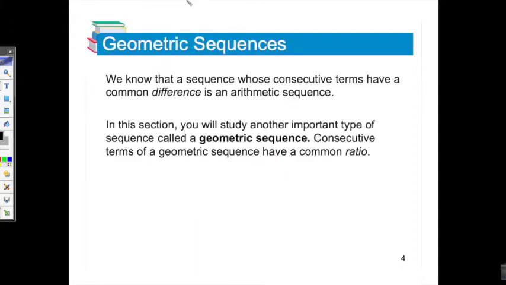So let's get started. What classifies a geometric sequence? Well, we saw in arithmetic sequences that they had to have what's called a common difference. It was when you took two terms right next to each other and subtracted them, they would have the same common difference. Same type of idea for a geometric sequence, only this time you're going to divide the consecutive terms, and we're going to find what's called a common ratio.